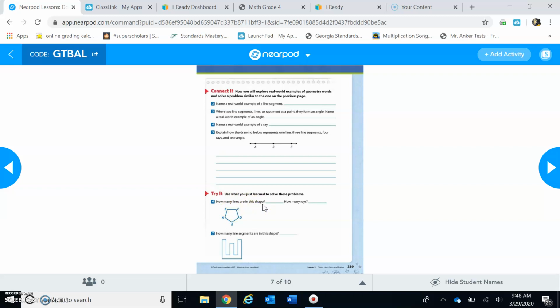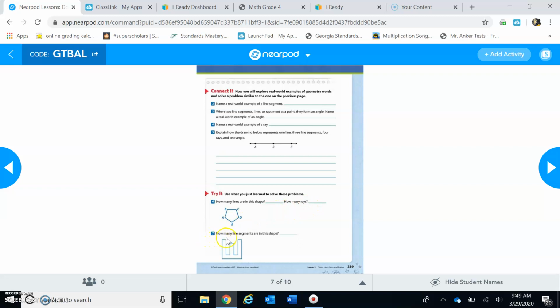Okay, let's think about it. It says rays. We also know that a ray has a point on one end, and on the other end it has an arrow, which means it continues to go on and on and on. And as we can see, all of these lines are connected, so they're not going on and on. So this figure has no rays.